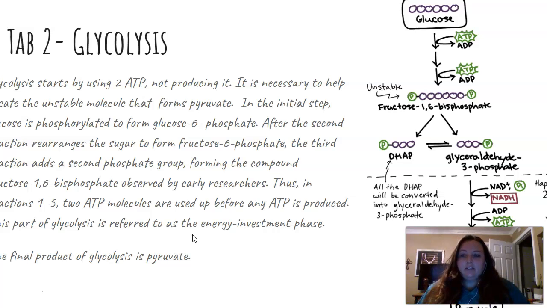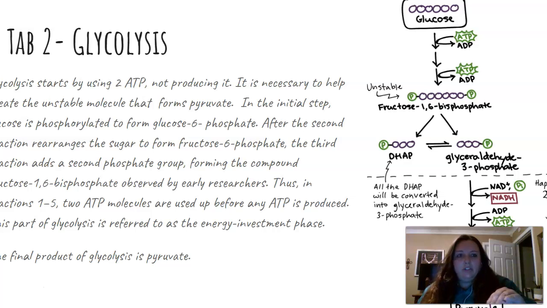Tab 2, glycolysis. Glycolysis, as you watched in the video yesterday, starts by using 2 ATP. I always think of it like you're going to a gaming arcade and you have to pay to play. In order to get any of those tickets as reward, you have to pay 2 ATP. Using those is necessary to help create this unstable molecule that forms pyruvate. In the initial step, glucose is phosphorylated to form glucose 6-phosphate.